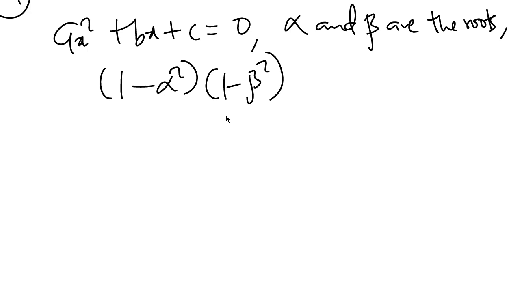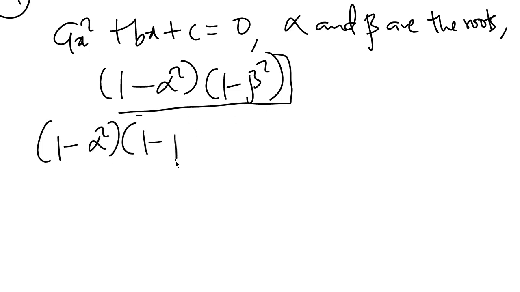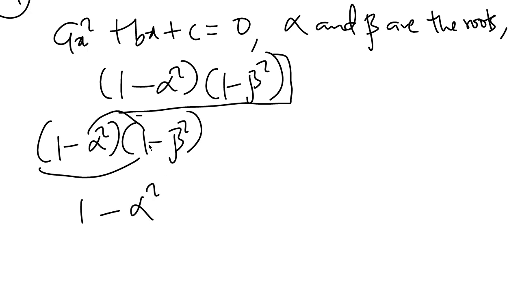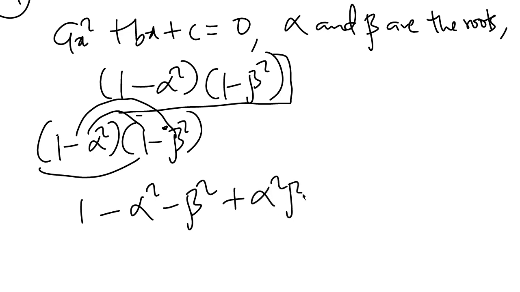Right, so how do we go about this now? The simple way to go about this is to actually expand what is given to you, which is (1 minus alpha squared) into (1 minus beta squared). On simple expansion, 1 times 1 is 1, minus alpha squared times 1 is negative alpha squared, right? Then negative beta squared times 1 is negative beta squared. Then negative alpha squared times negative beta squared is positive, because minus times minus is what? That's positive. So that's alpha squared beta squared.